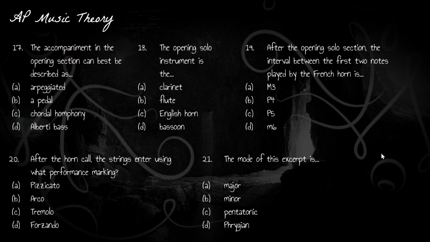Question 20. After the horn call, the strings enter using what performance marking? Is it A. Pizzicato? I don't know how to say it. Sorry. B. Arco, C. Tremolo, or D. Forzando. Question 21. The mode of this excerpt is A. Major, B. Minor, C. Pentatonic, or D. Phrygian. Now let us listen to the excerpt.